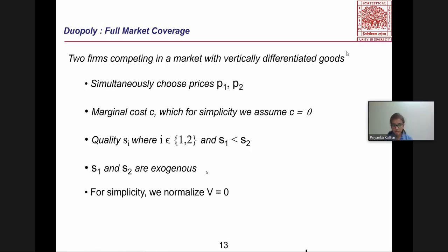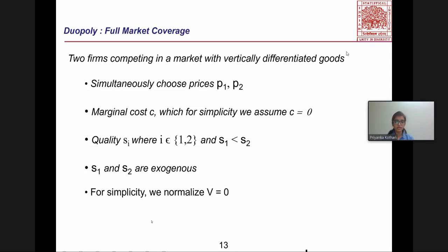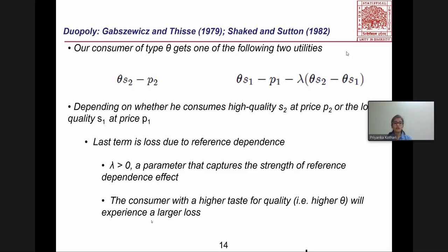For simplicity, we have assumed the constant marginal cost to be zero. The objective of each firm is to choose prices simultaneously so that their profits are maximized. And for further analysis, we have normalized V to be zero. So if the consumer of type theta consumes the high quality product, there is a product to compare with, but he is consuming the best product, so he does not feel a sense of loss. His utility is precisely the same.